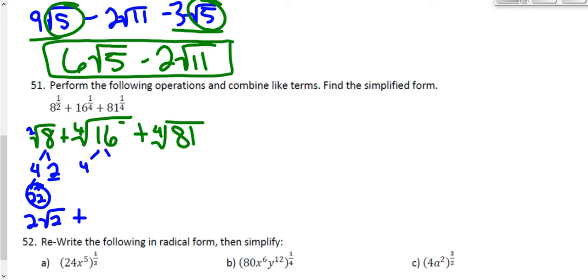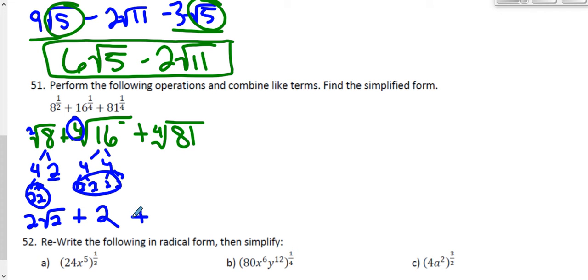16 is 4 times 4, and 4s are both 2 times 2. Goodness, these are 2s. Sorry about that. And this is also 2 times 2. Now this is a 4th root, so I need 4 of something, and I have 4 2s. So that's actually just the number 2. Easy peasy. Same thing is going to actually happen over here.